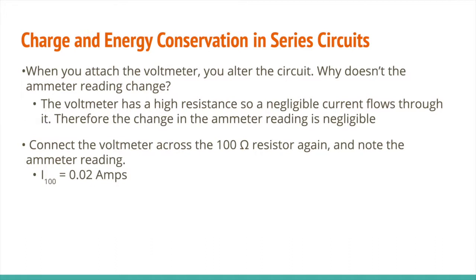The first question was, when you attach the voltmeter, you alter the circuit. Why doesn't the ammeter reading change? It doesn't change because the voltmeter has high resistance, so a negligible current flows through it. Therefore, the change in the ammeter reading is negligible. For the next part, it asks, when you connect the voltmeter across a 100 ohm resistor again, note the ammeter readings. In this case, I got 0.02 amps.